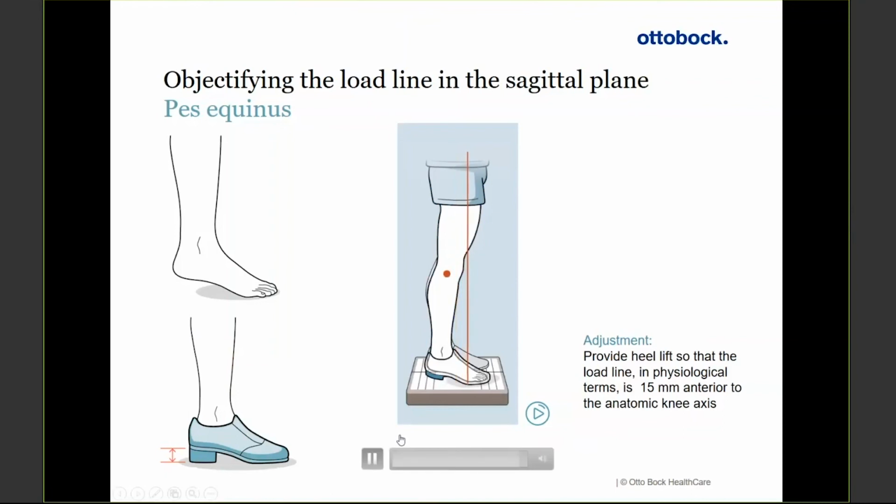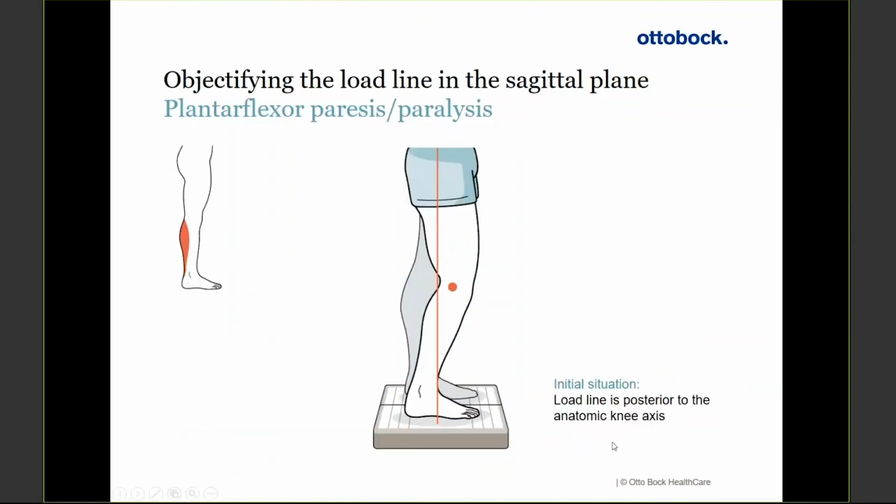There's a bunch of little animations. Yeah, see? There we go. So then when we look at the load line, when we have plantar flexor paresis or paralysis, we can see that the load line is now posterior to the knee axis, so that we would fall into uncontrolled knee flexion. So then when we go to the next slide, we know that our goal is to position that load line more anterior.